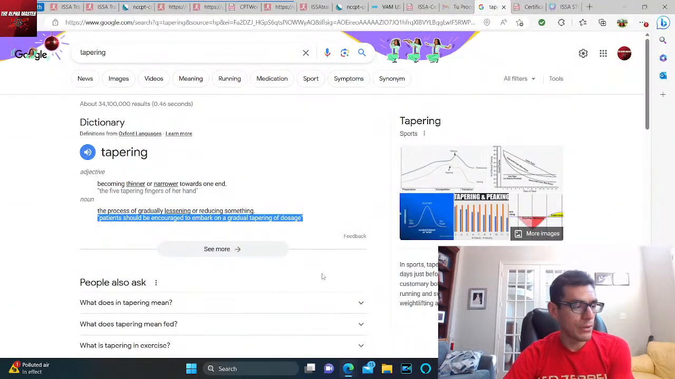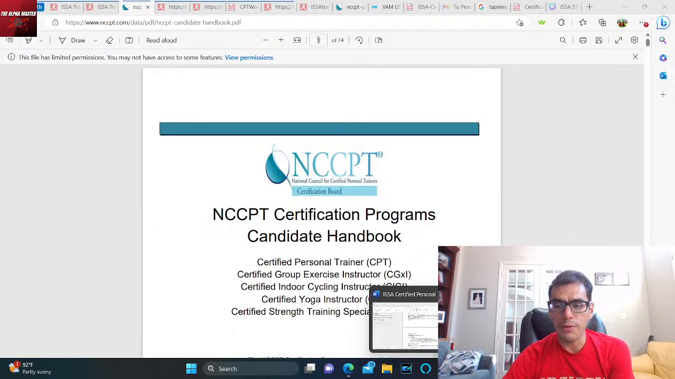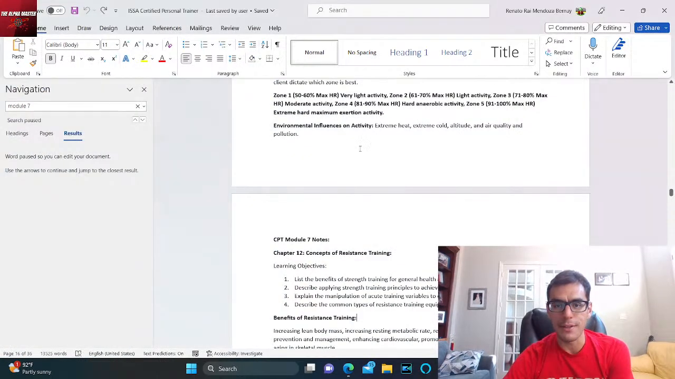Let's get it, bro. That's going to be the concept of resistance training before going over exercise selection and technique. Let's get started with chapter 12, concepts of resistance training. We have no time to waste in here. The environmental influences on activity are going to be extreme heat, extreme cold, altitude, and air quality and pollution. So that's going to be CPT Module 7 notes.